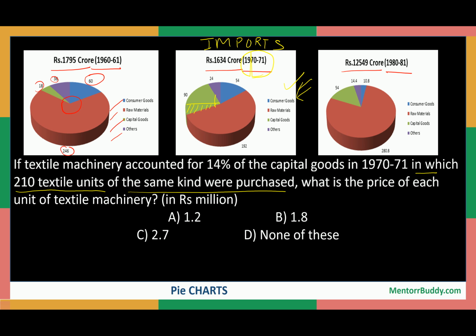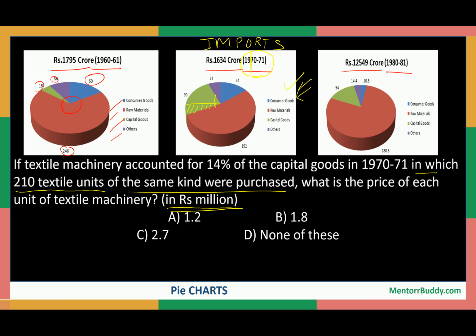Okay, so what is the price of each unit of textile machinery? So they are asking what will be the price of each. The question says that from this section, that is capital goods, 14% is the part of textile machinery, and in that textile machinery a total of 210 textile units have been purchased, right? So what is the price for each textile unit in rupees million? This is very important, that the question is asked in rupees million.